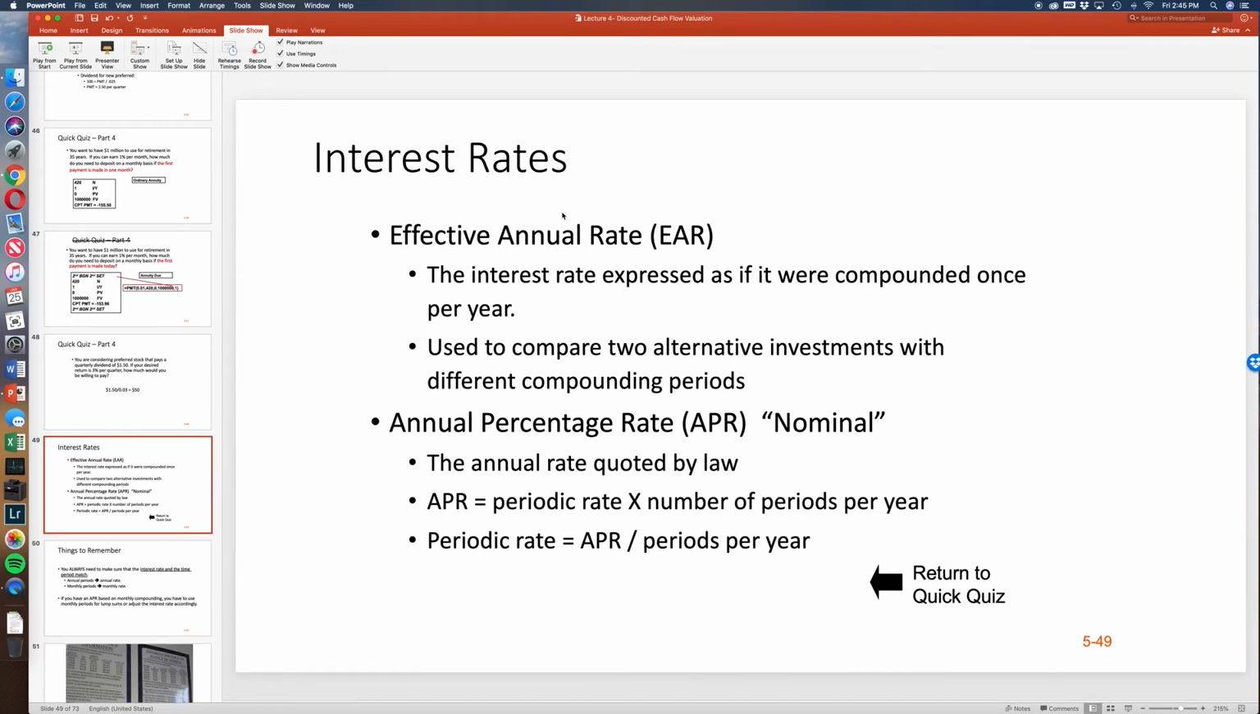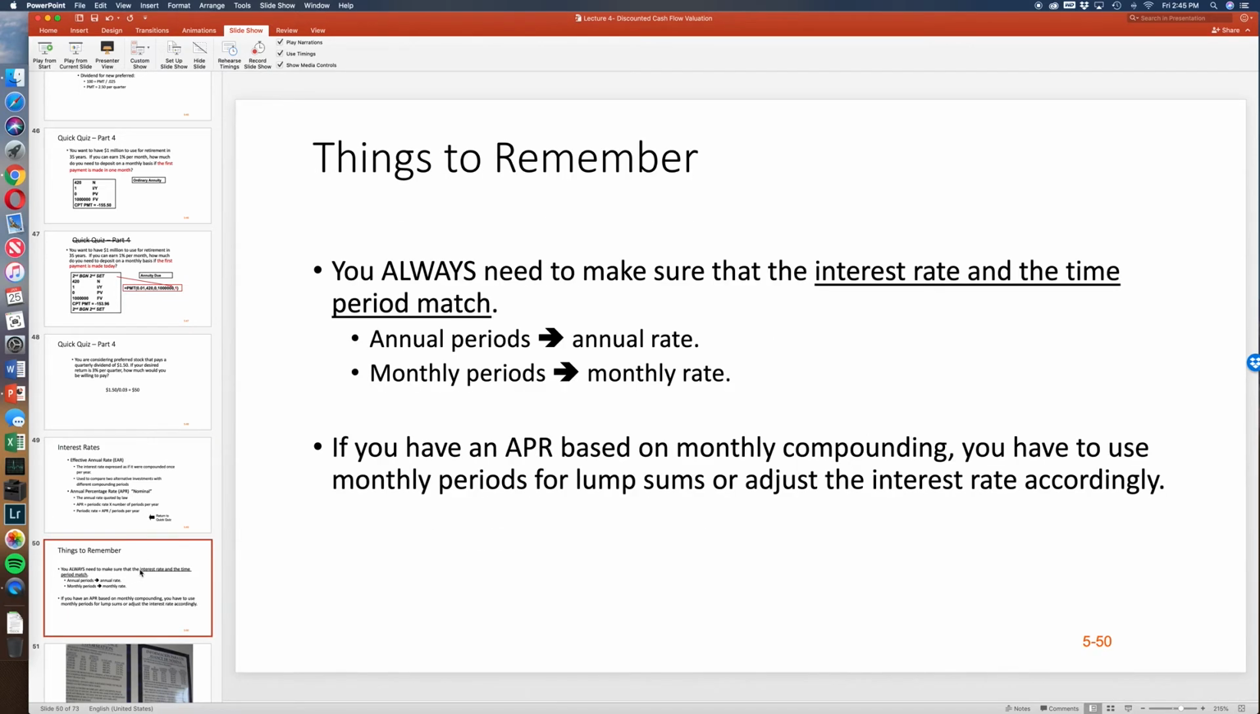You always need to make sure that the interest rate and the time period are matched. You cannot compare different interest rates, one in a monthly rate, one in an annual rate. A monthly period uses a monthly rate. You have to take the compounding effect into consideration. I'll just show you one example.